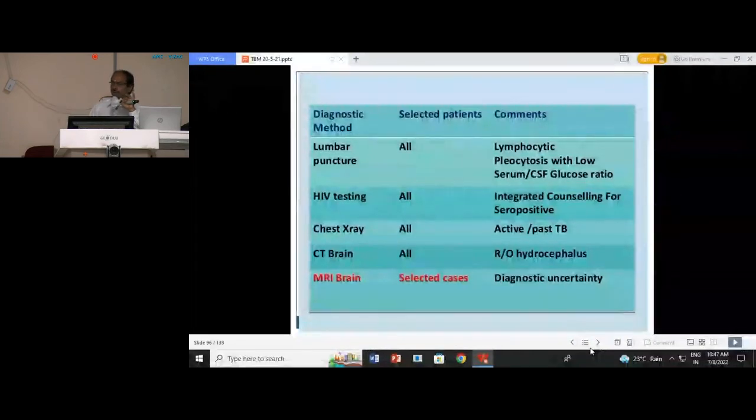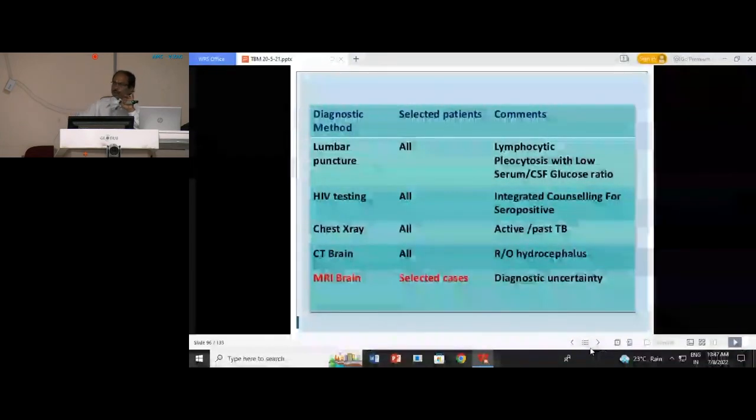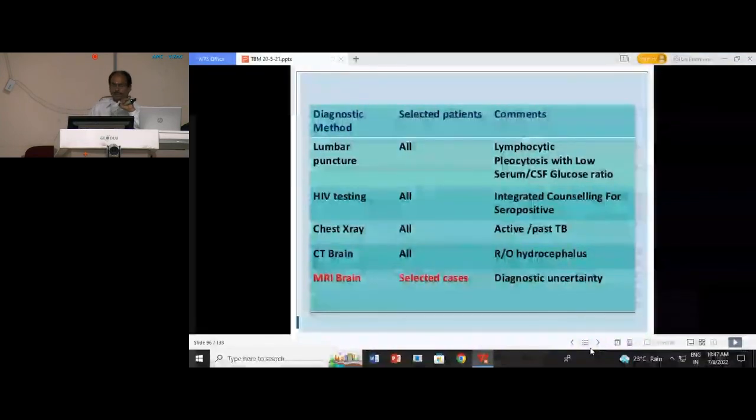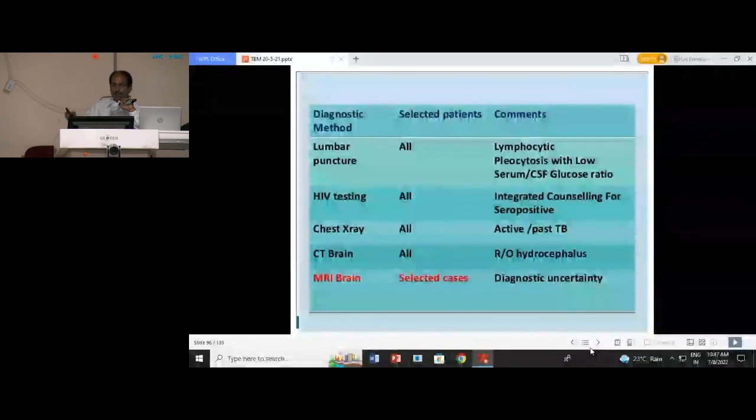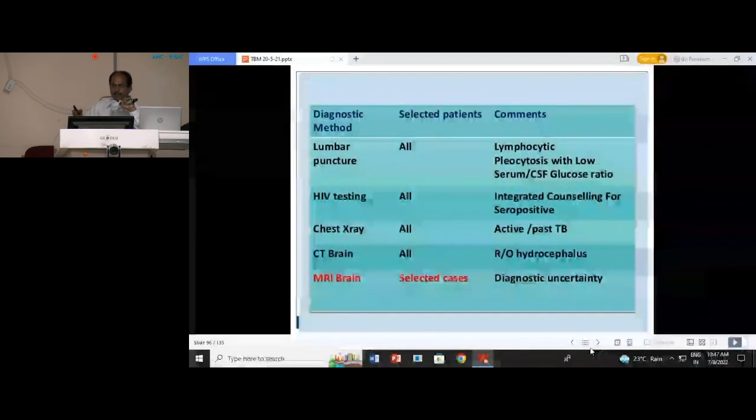After doing CT, MRI, if no contraindication, you can do LP. HIV you can do very easily. So these are all basic tests in the patient suspected of TBM: LP, HIV testing, chest X-ray, CT brain, and MRI brain in selected cases where there is diagnostic uncertainty.